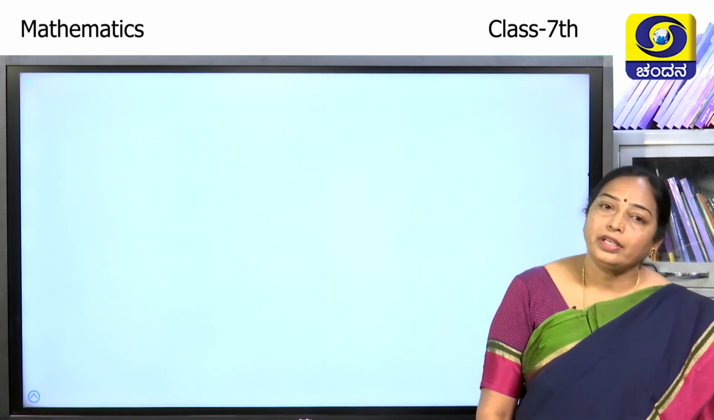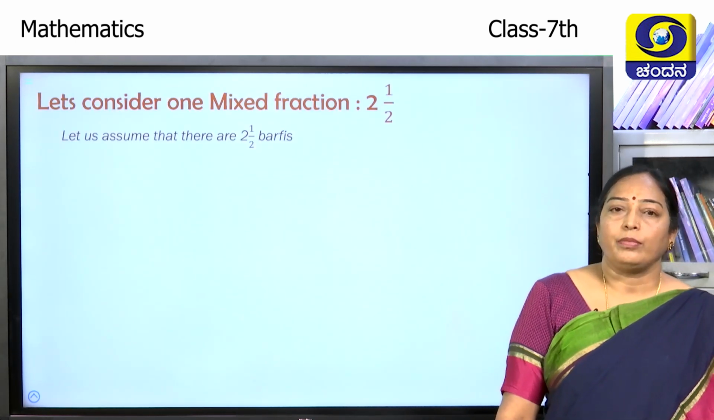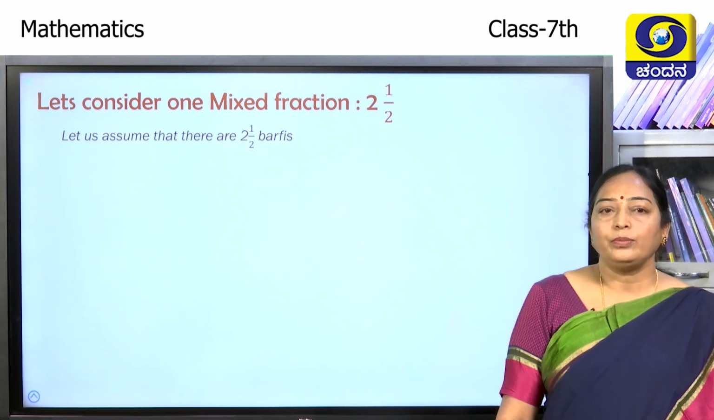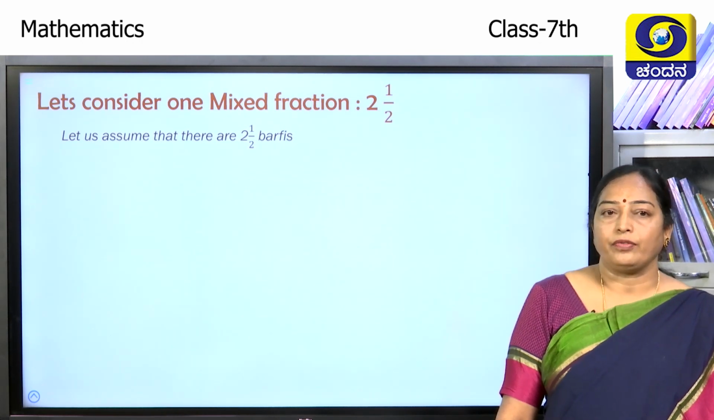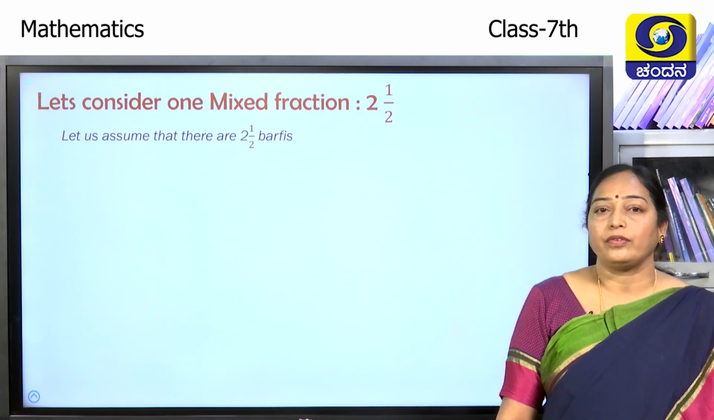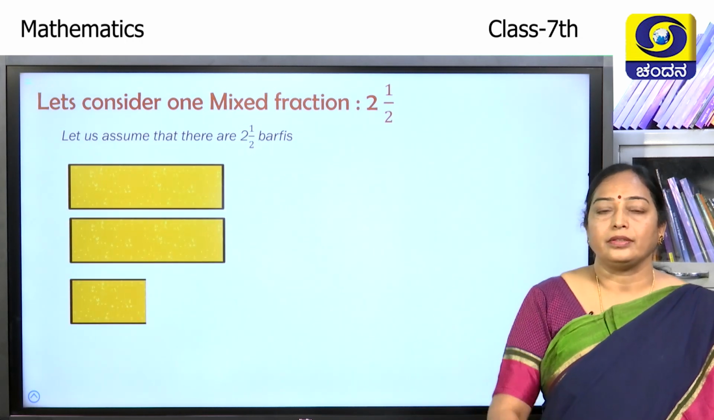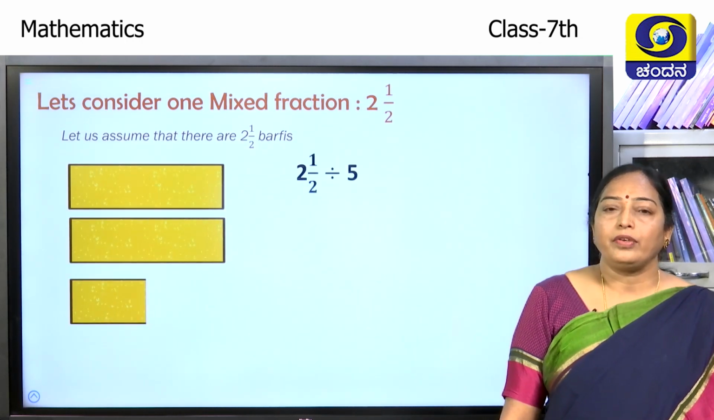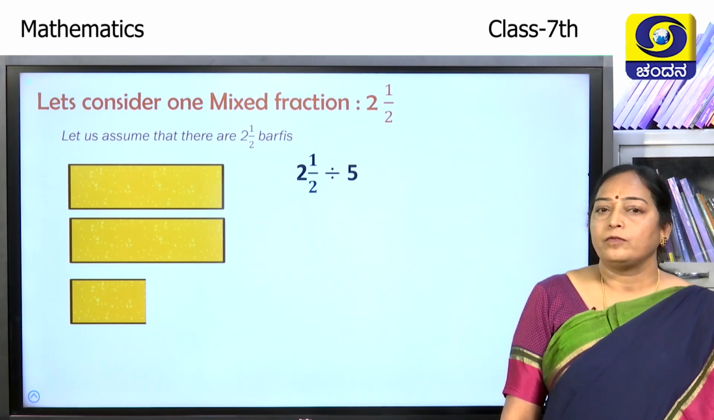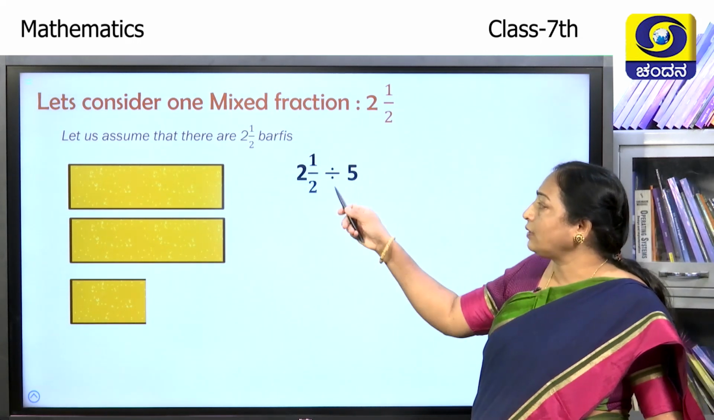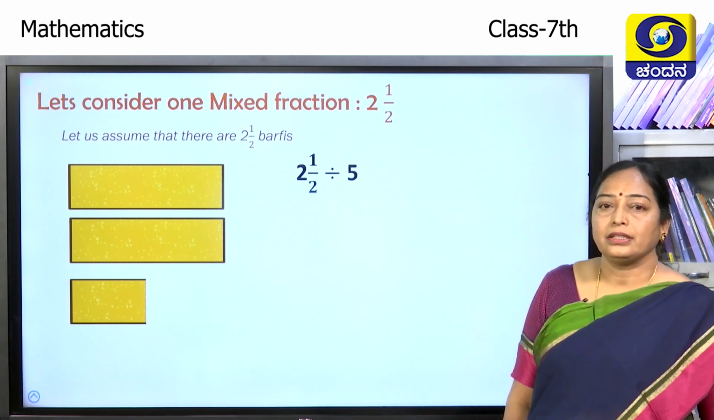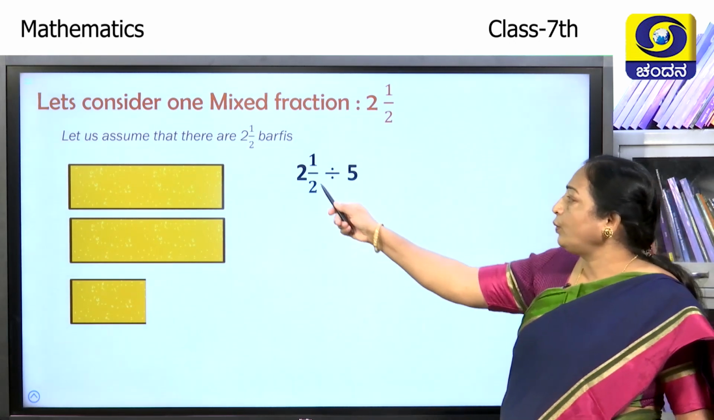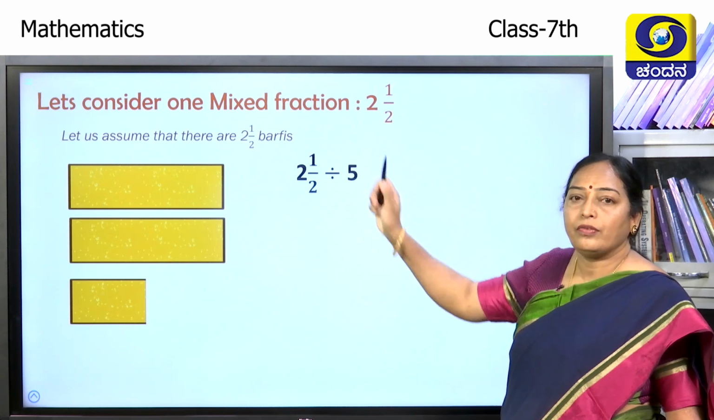Let us know how to divide a mixed fraction by a whole number. Let us assume that there are 2½ burfis. Divide these 2½ burfis among 5 children. 2½ divided by 5. So, here 2½ is a mixed fraction. Convert it as an improper fraction. 2 2s are 4, 4 plus 1, 5.